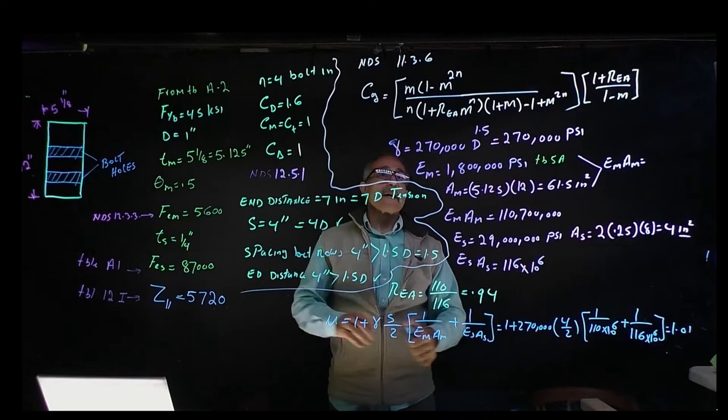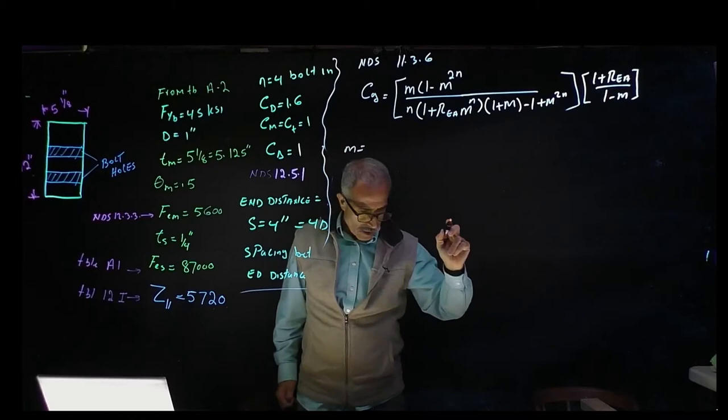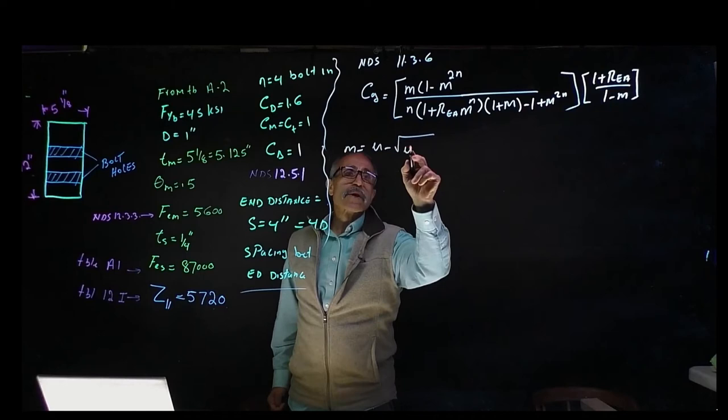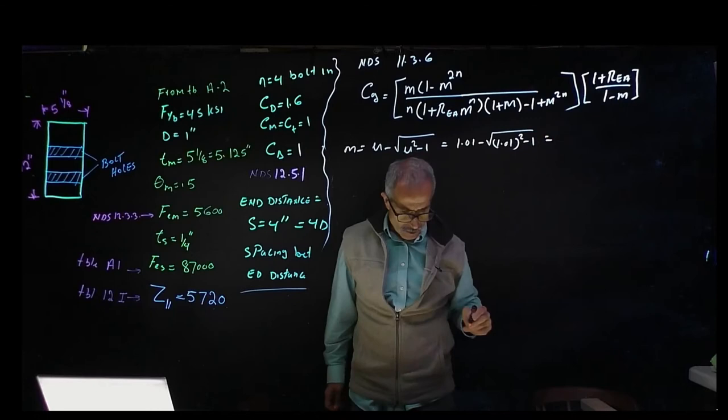Okay, I'm going to erase this board and start over again. Continue with that. We're going to find out now what m is going to be. So our m is going to come out to U minus square root of U squared minus 1, which is equal to 1.01 minus square root of 1.01 squared minus 1, and that comes out to 0.861.